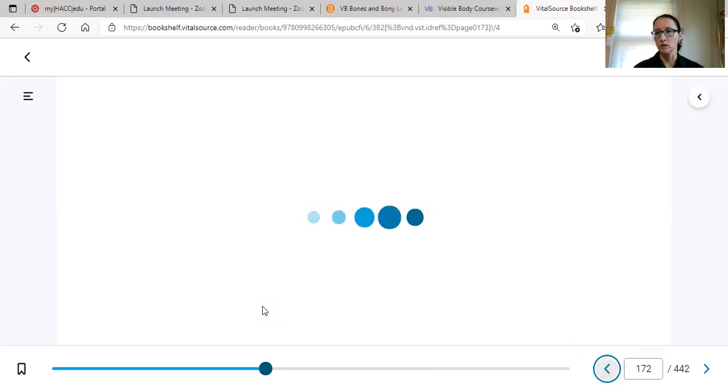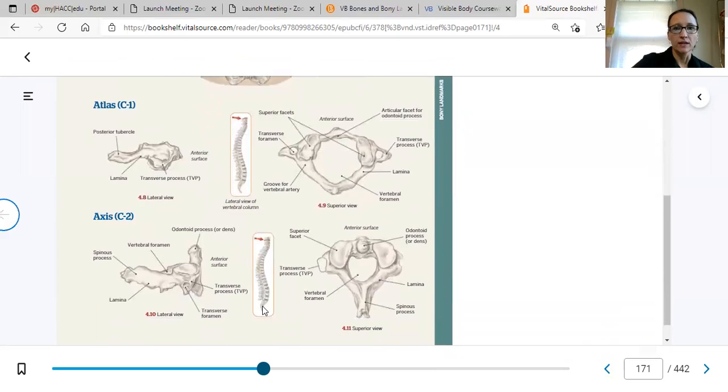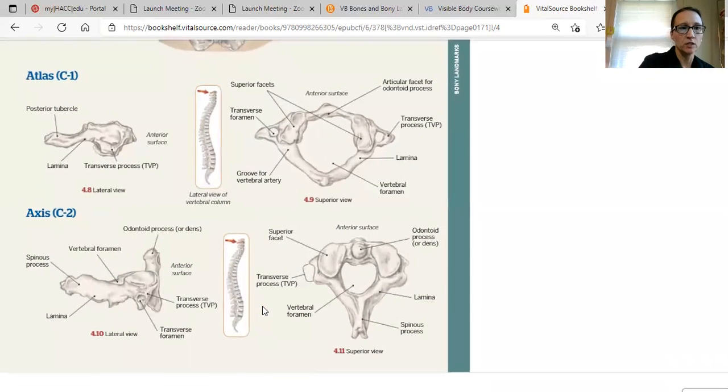Let's go back to page 171, I think. Yes, 171. Okay, so at the bottom of this page, it's going to show you the first 2 cervical vertebrae. And before we get into those, I do want you to see how the spine is situated here. This is a lateral view of the vertebral column. So this is the whole thing. And obviously we are right here for the atlas at C1.